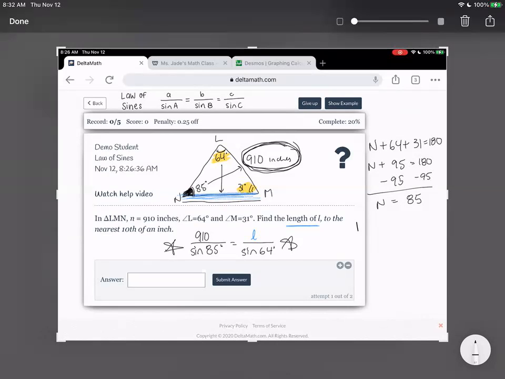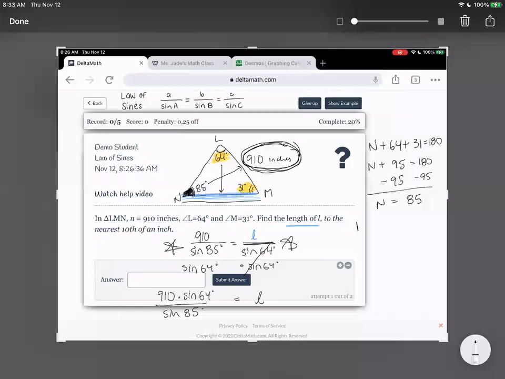Okay, so we set that up, and to solve for L, all you have to do is multiply both sides by sine of 64 degrees. Since L is being divided by sine of 64, when you multiply both sides by it, it cancels out. And then that would give you that L is equal to 910 on top times sine of 64 divided by sine of 85.